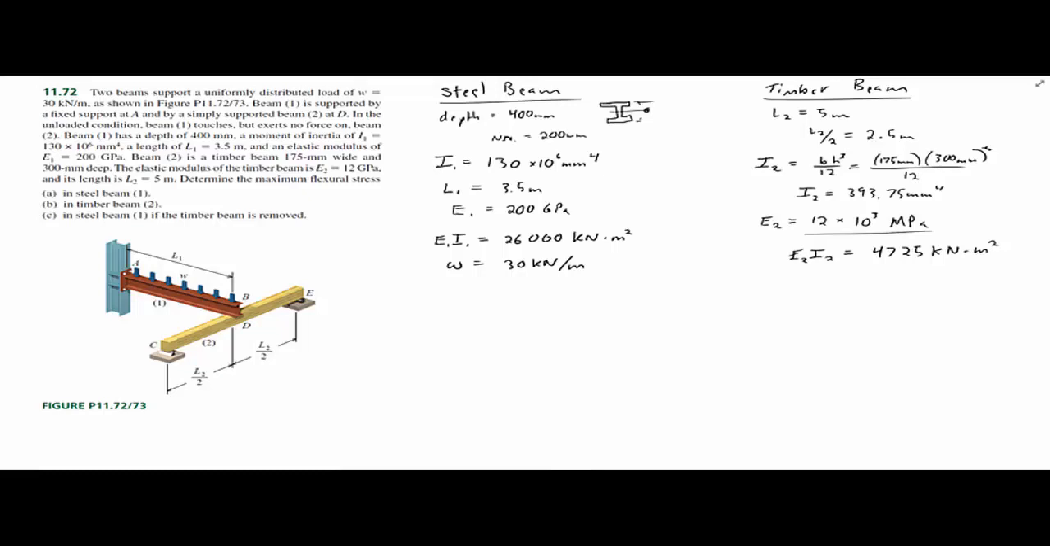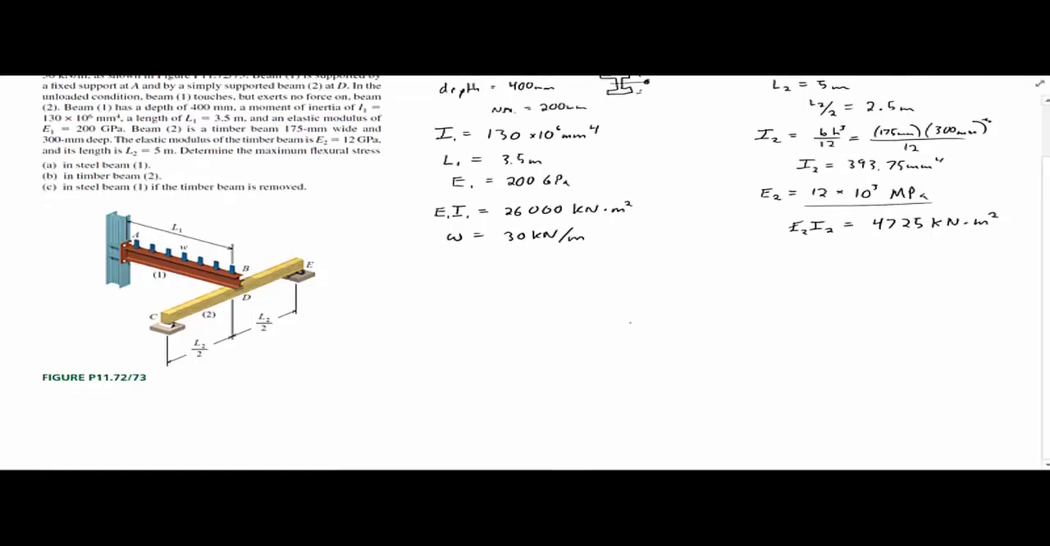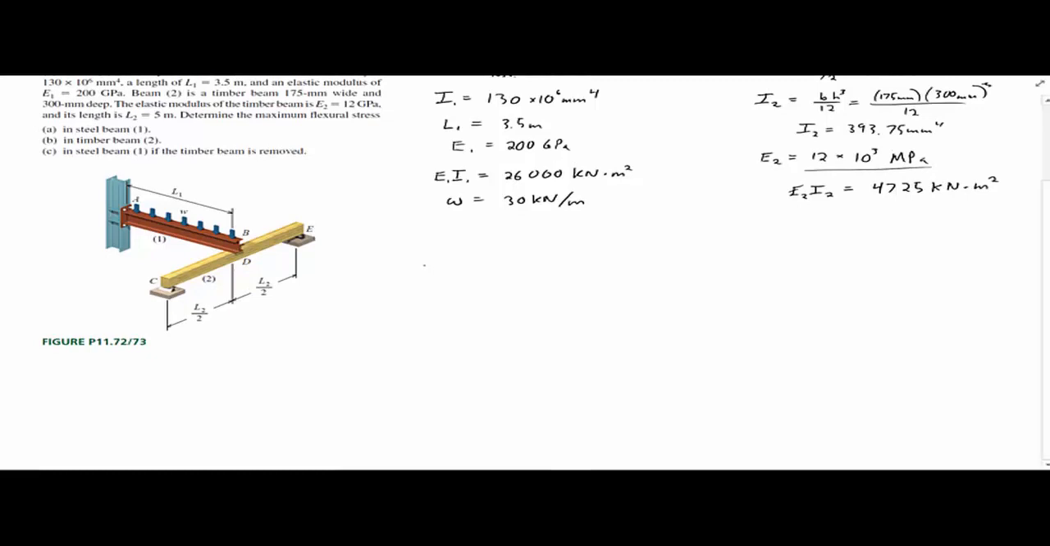So what do we do first? Well, we're asking for the maximum flexural stress in each of the beams, and if the timber beam was removed. What I'll do first is an analysis of the cantilever beam, which is member 1. For the cantilever beam, if you look in the appendix or the class handout, we have formulas to determine what the deflection will be at a given point.